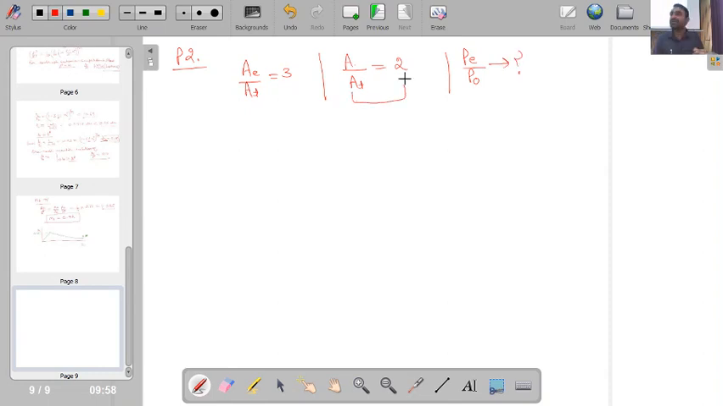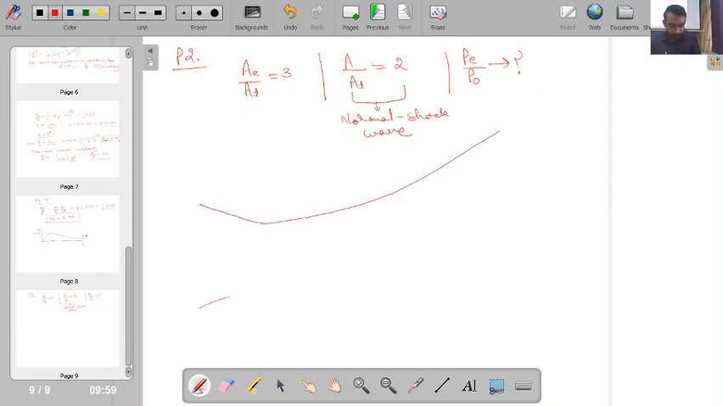So in this question it is given that I have the presence of a normal shock wave, and the normal shock wave is forming at a location where A by AT ratio is 2. And you have to determine the ratio of PE by P naught. So the question is, let me schematically also explain. Question is something like this.